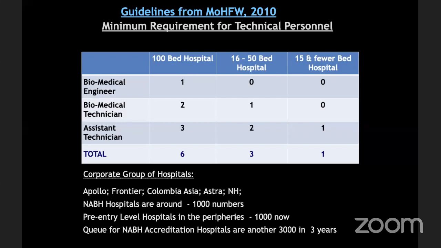Guidelines from MOH, the Ministry of Health and Family Welfare, say a 100-bedded hospital is supposed to have 6 engineers. If the beds are more, then the engineers have to be increased. This will come soon. More than 1,000 NABH hospitals are already registered, and to my knowledge, around 3,000 hospitals are in the queue to get NABH accreditation. That means close to 1 lakh biomedical engineers are needed in 3 years' time.